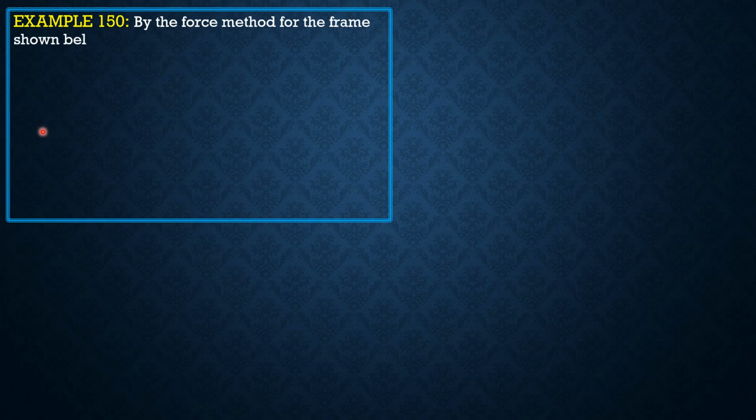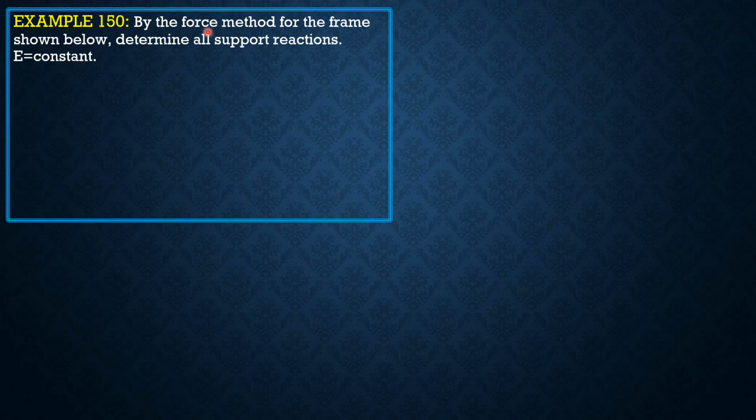By the force method, for the frame shown below, determine all support reactions. EI is constant. So this is the only frame that I'm going to present and solve by the first method, because we know that the first method is long. The solution would be long if the degree of indeterminacy is greater than 1.